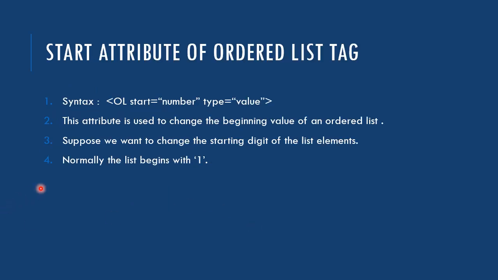Now the start attribute of the ordered list. This is the syntax: ol start equals number, type equals value. This attribute is used to change the beginning value. Suppose I do not want to start my list from 1, 2, 3, 4, but rather from 11, 12, 13, 14. Then I can use ol start equal to 11 and type equal to small i for Roman numerals, and then Roman 11 will appear over here, and Roman 12, 13, 14. So with type, we have to mention which type of numbering we will use. Suppose we want to change the starting digit of the list of elements. Normally the list begins with 1, as we see in this case.